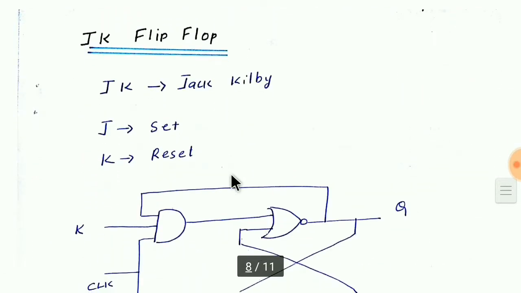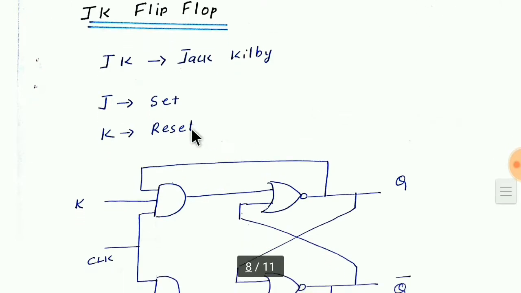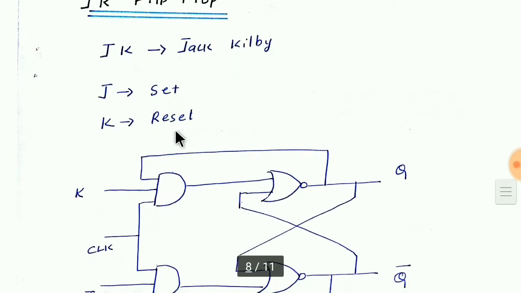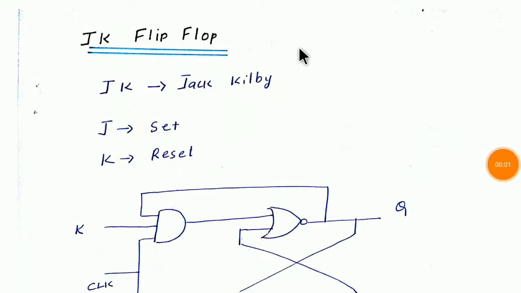Now I am going for the JK flip-flop. In the JK flip-flop, J is going to perform the set operation and K is going to perform the reset operation. Now let's understand the reason why we are going for the JK flip-flop.